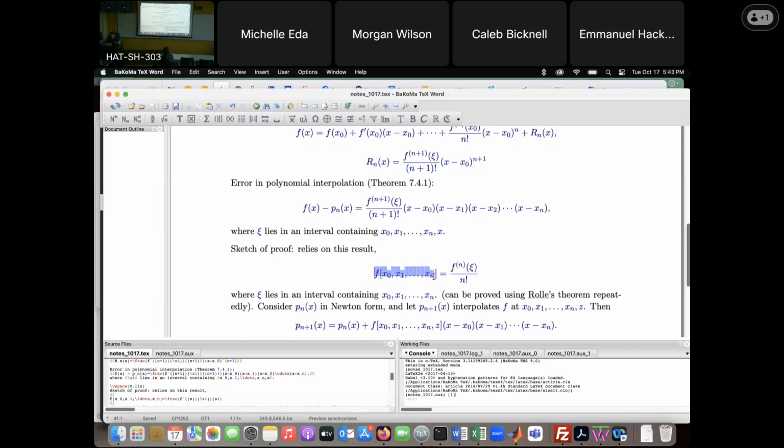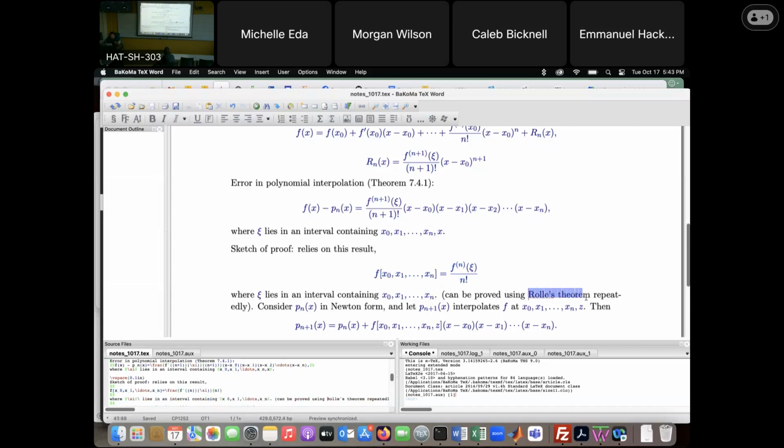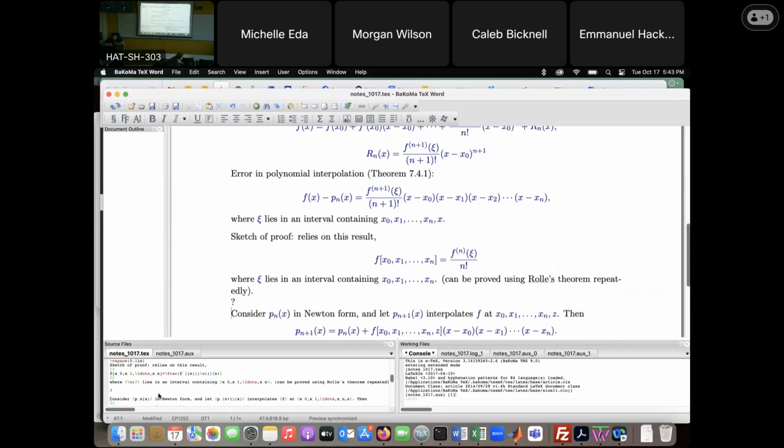The way that this would be proved is using a theorem from Calculus 1, Rolle's theorem, repeatedly. I don't remember what Rolle's theorem even is. Okay. All right, I'm going to refresh your memory.